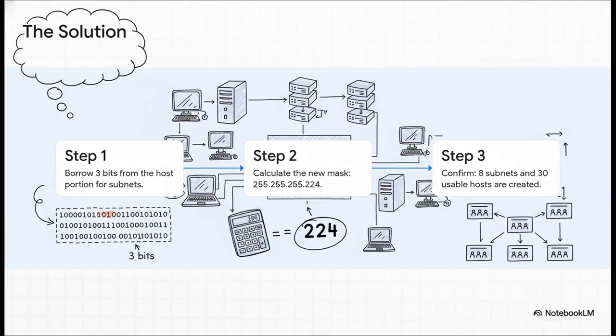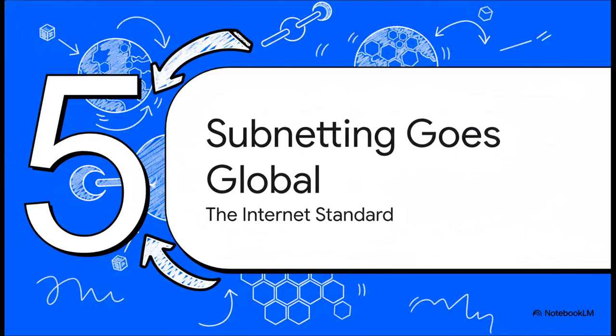Perfect. And really, here's that whole decision process broken down into 3 easy steps. Step 1, we figure out that borrowing 3 bits is our best bet. Step 2, we calculate the new subnet mask that actually makes that happen. And step 3, we just double-check the math to make sure, yep, this new setup meets both of our original requirements. Done.